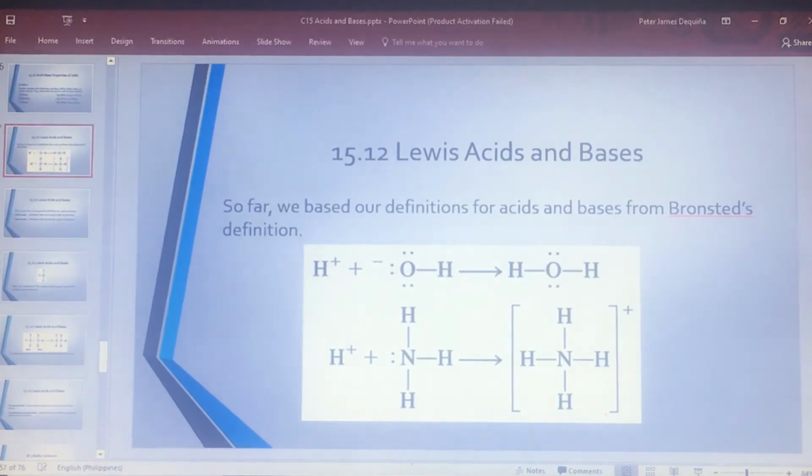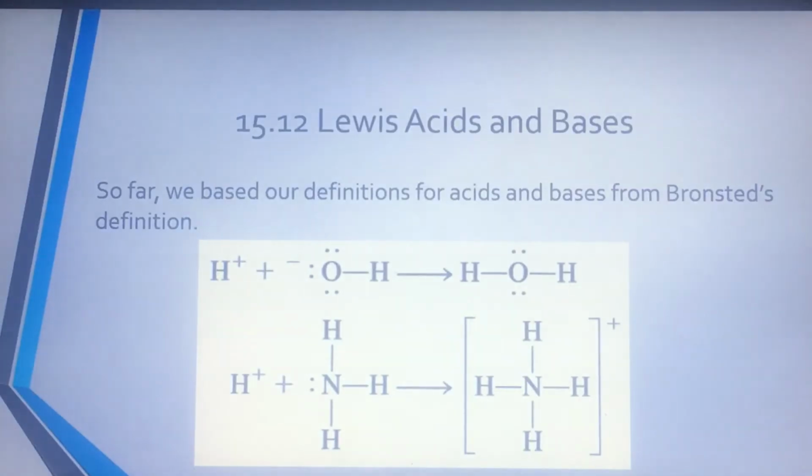Okay, so we'll start with Lewis acids and bases. So far we based our definitions on the Brønsted definition of acids and bases. When we say Brønsted acid, they are the substances that can donate a proton, and Brønsted bases are the substances that can accept the proton that the Brønsted acids give.